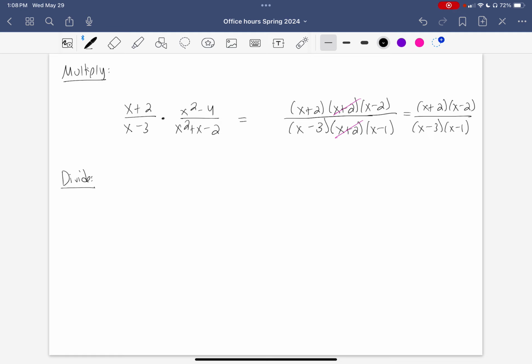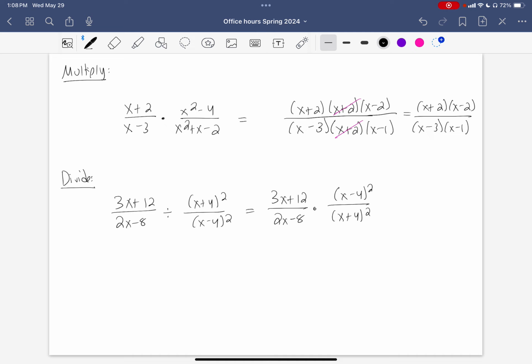Next, we have division, which is essentially a multiplication problem because we're going to employ keep, change, flip. Because no one in their right mind wants to divide fractions. So I see a division problem and I will immediately keep the first one the same, change it to multiplication, and flip the second fraction. In other words, instead of dividing, I am multiplying by a reciprocal.